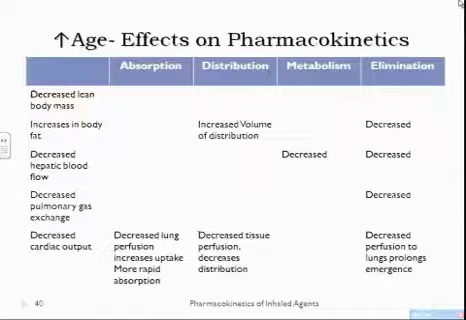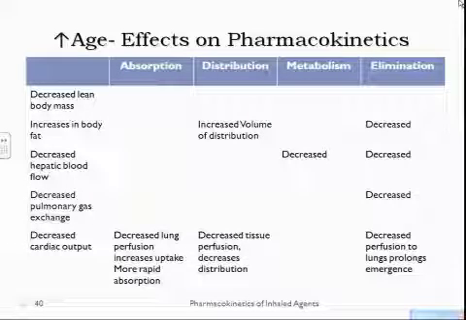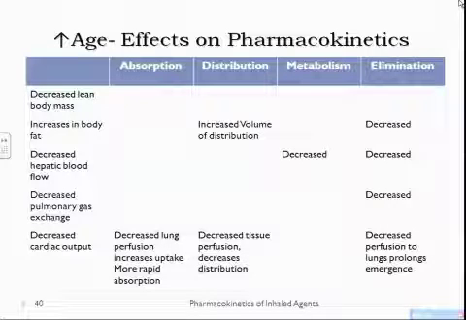Okay, now, what happens with age? Age really affects the pharmacokinetics of the gases. What you see with age is a decrease in lean body mass. There's also an increase in body fat. When you increase the body fat, that increases your volume of distribution and also may decrease your elimination phase of the gas. The other thing you'll see is decreased hepatic blood flow as you age because your cardiac output falls, and your metabolism and elimination as a consequence are both decreased. You also have decreased pulmonary gas exchange, which makes elimination again more difficult.